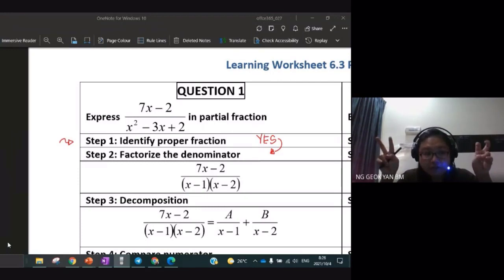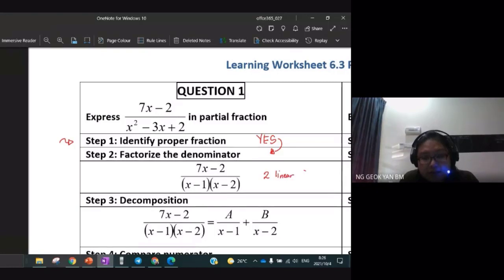This is something that you have to take note. So, in this case, you get 2, which means the factor will be X minus 2. And then the other one is 1, so the factor is X minus 1. Okay, so that is step 2. So, please write here: 2 linear factors. During the process of factorization, you write out 2 linear factors.